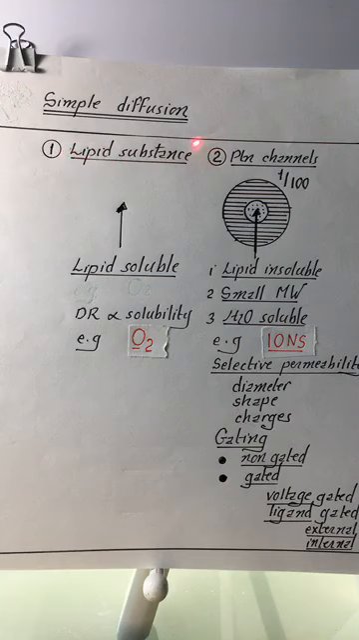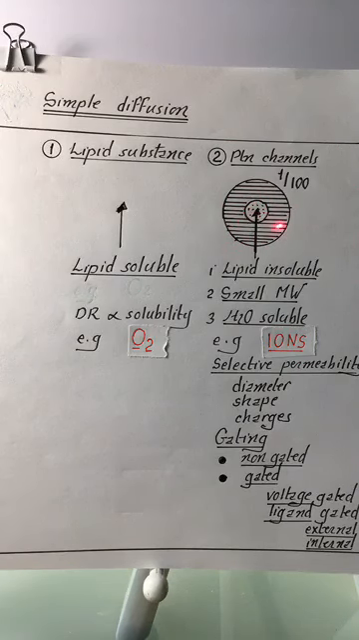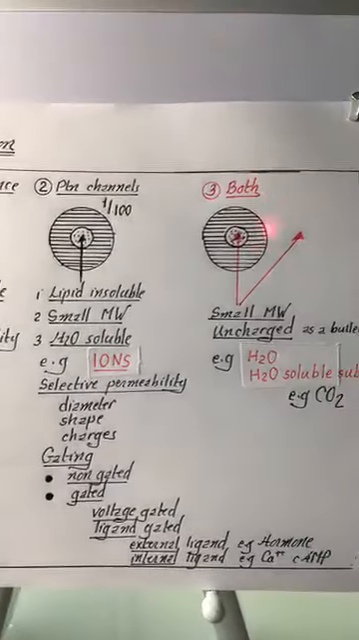To pass through the lipid substance for lipid soluble molecules. If the molecules are lipid insoluble, their only chance is to pass through the protein channel. They must be of small molecular weight and water soluble because the channel contains water. And there are some molecules that pass through both.